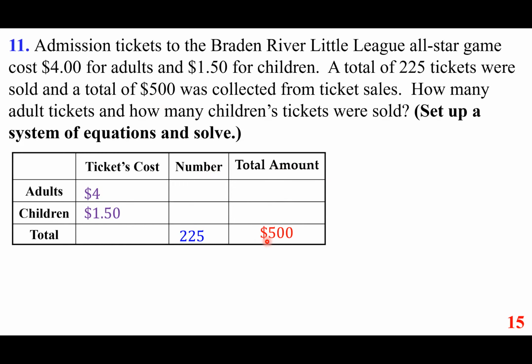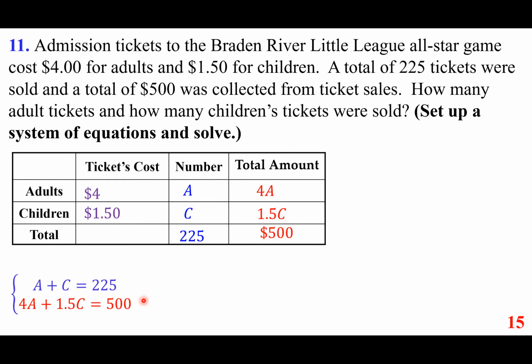Now, how many adults and how many children? You can go with X or Y, or I like to go with the initials A and C as an example. It's your choice, of course, which right away gives you this equation. A plus C is 225, the total number of tickets. And then how much do we collect from the adults? 4 times A. How much do we collect from the children? $1.50 times C. And when we add them up, we get $500. So this last column is the second equation. A plus C is 225, 4A plus 1.5C is 500.